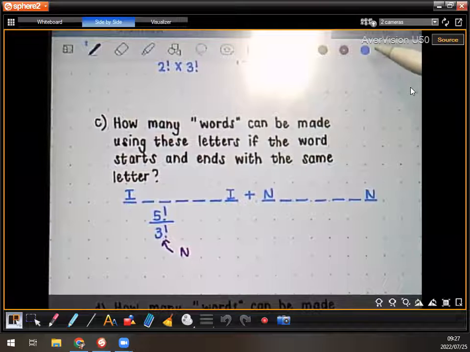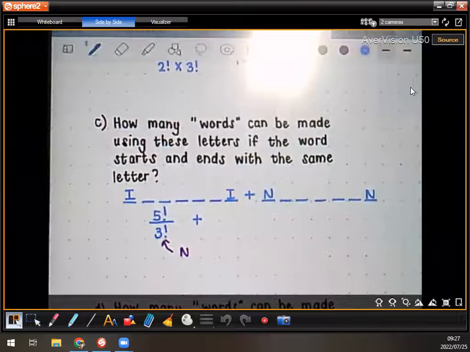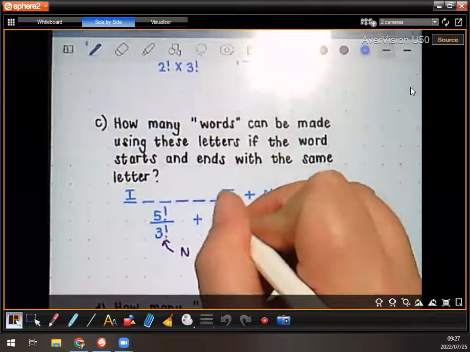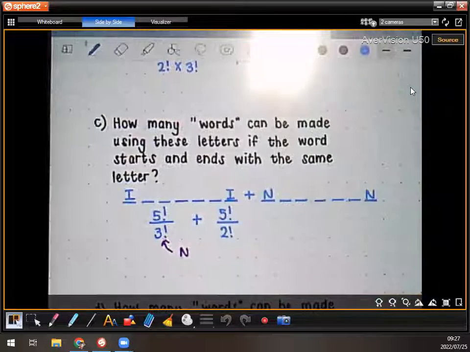But now we need to think about the other option because there are different types of words that start and end with the same letters. They can start and end with N. The 2 N's are fixed, so we can ignore that. How many letters are in between the 2 N's? Again, 5. Are there any repeats now here? 2 I's, right? So for the second part, we're going to do 5 factorial over 2 factorial.